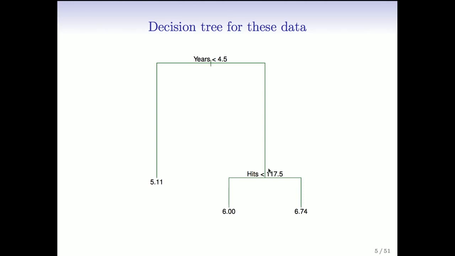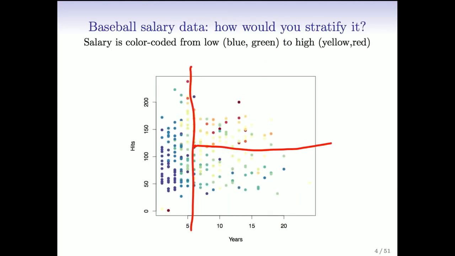On the right, we do a further split on hits. Among the players who have more than 4.5 years experience, those who also have fewer than 117.5 hits are assigned to this branch, otherwise to this branch. So we end up with three bins: highest salary, medium salary, and lowest salary. And these are almost exactly the three regions that I drew here just by hand.